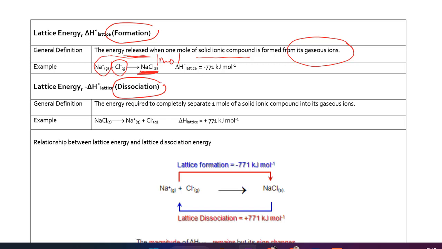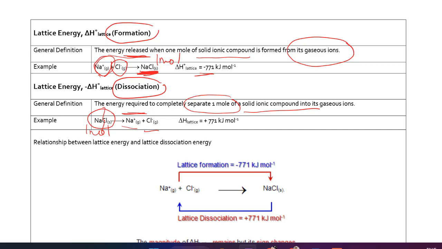So when 1 mole of sodium chloride is formed, it will release 771 kilojoules of energy. This one forms from its gaseous ions. So that one is formation. For dissociation, it is the energy required to completely separate 1 mole of solid ionic compound into its gaseous ions. So you want to separate Na and Cl, so it will form gaseous ions.